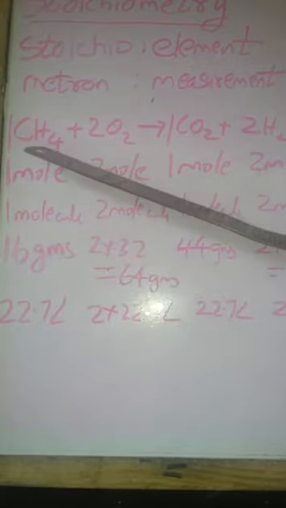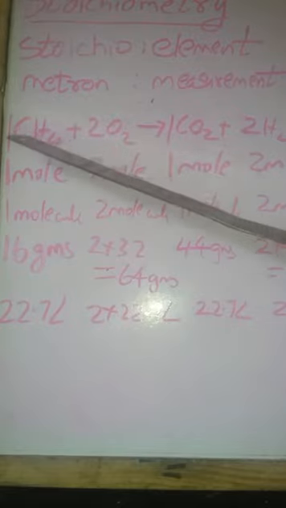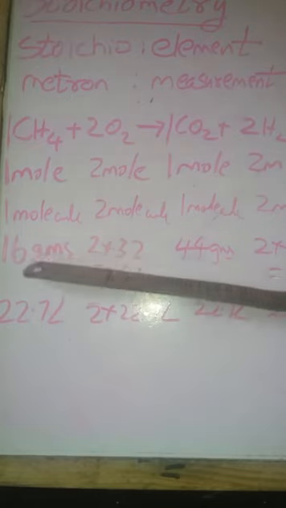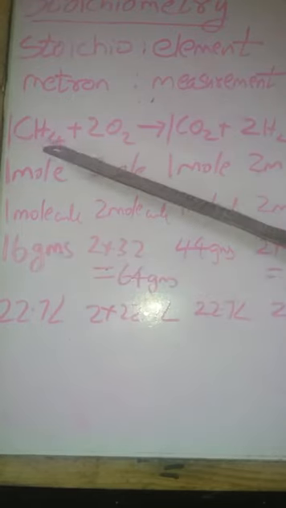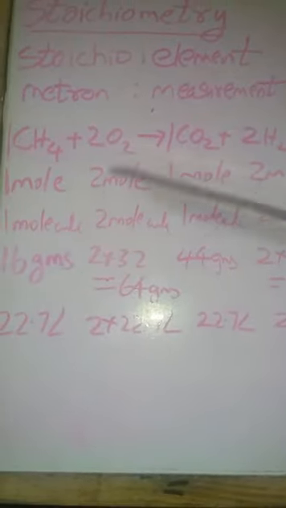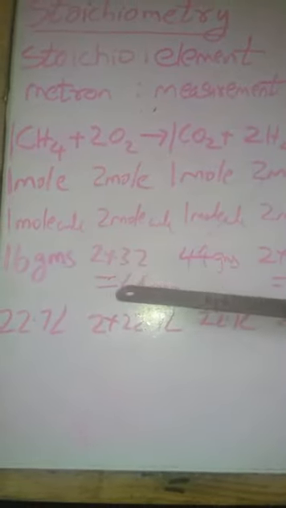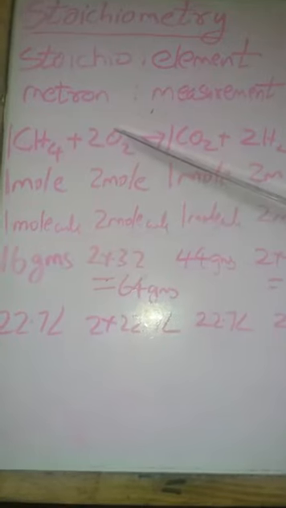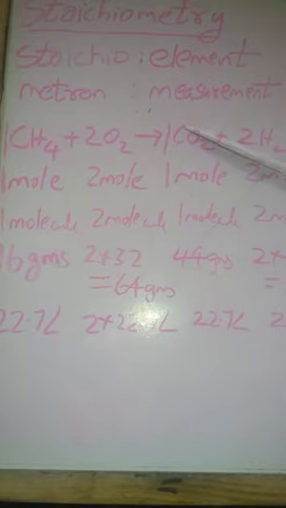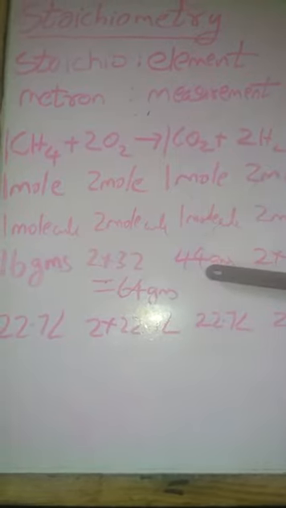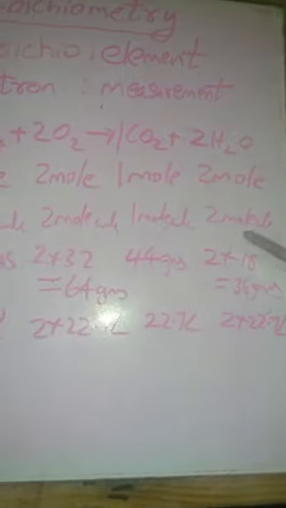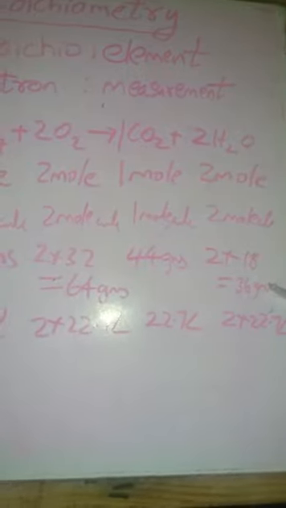I have got 16 by calculating the molar mass of methane, 12 for carbon and 1 for hydrogen. So, 12 plus 4, 16. 16 grams of methane. Similarly, 16 for 1 oxygen. So, O2, 32. So, 2 into 32 which is equal to 64 gram. 2 moles of dioxygen is equal to 64 gram. 1 mole of carbon dioxide is equal to 44 grams of carbon dioxide, and similarly 2 moles of water will be equal to 2 into 18 which is equal to 36.